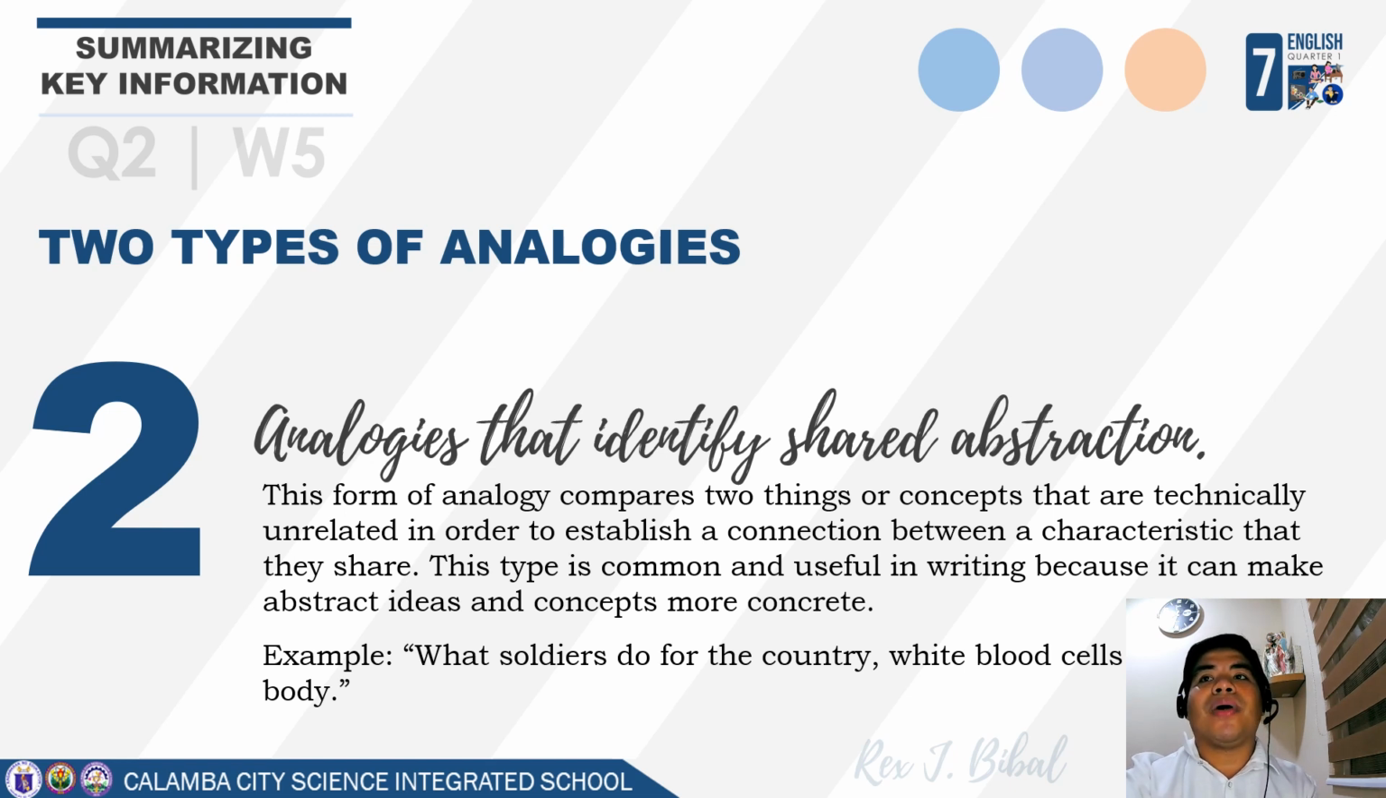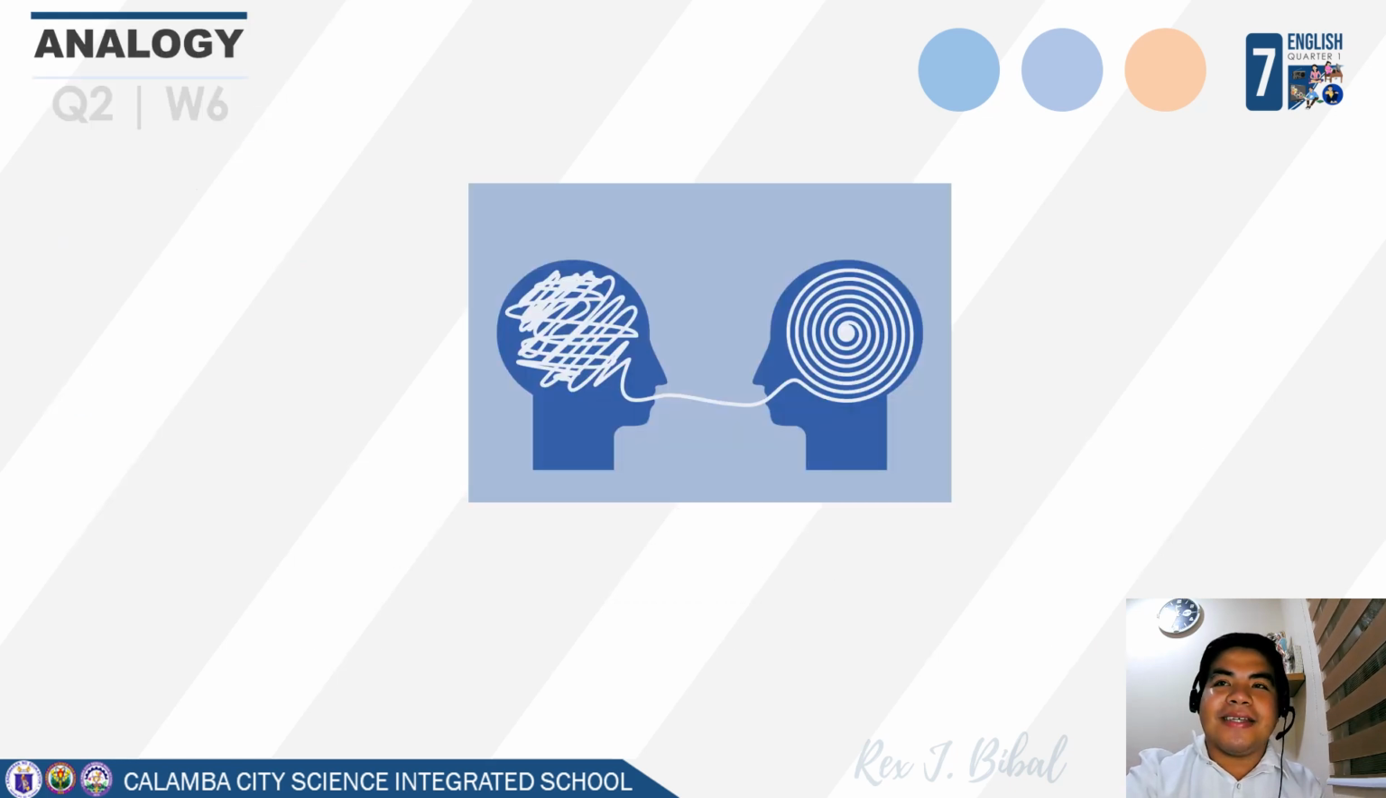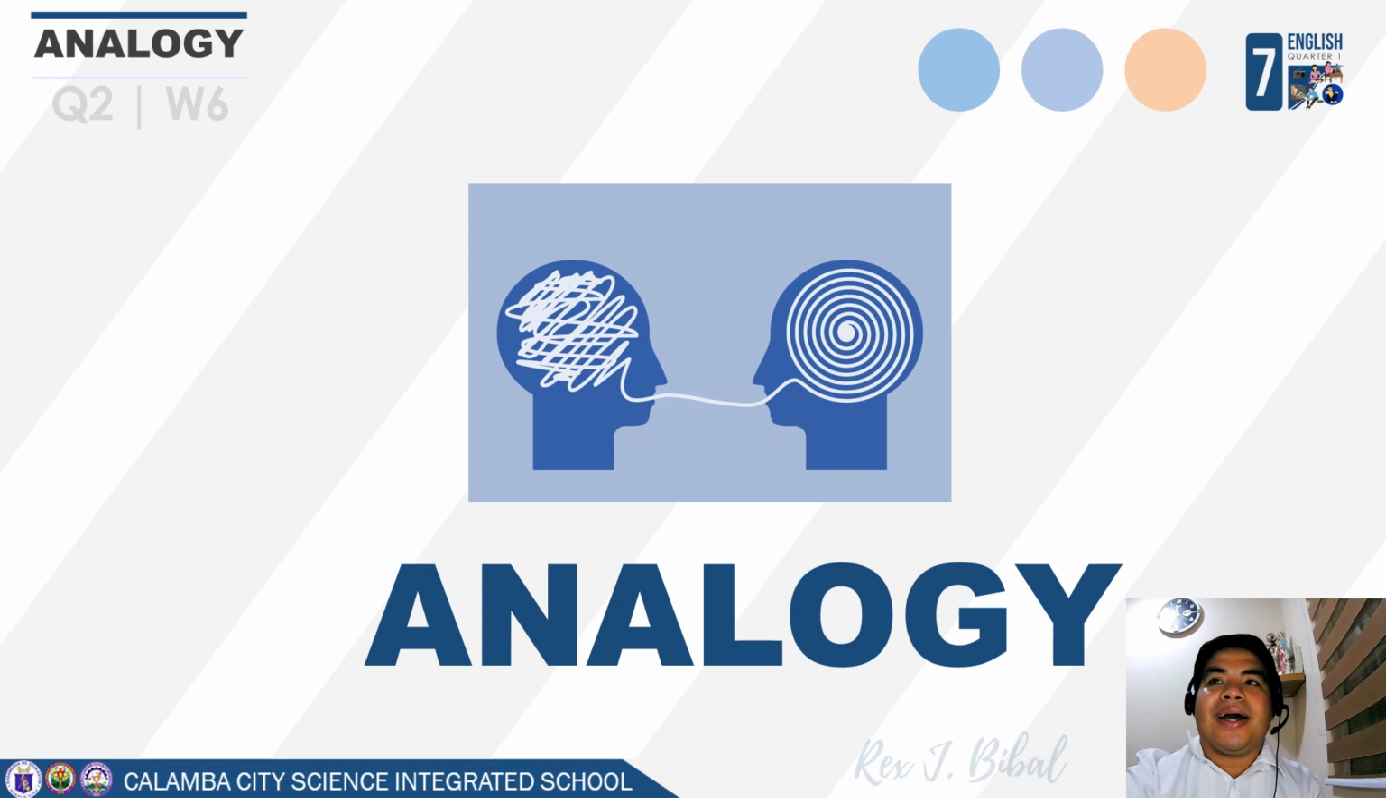In the given example, the abstract concept of how white blood cells function in the body is made clear by explaining that they protect everything inside, like how soldiers perform their sworn duty to protect their country. To wrap it up, ladies and gentlemen, in writing, analogies play the function of making abstract concepts more concrete, adding depth and feeling to an image, and describing and making a point to establish an argument.